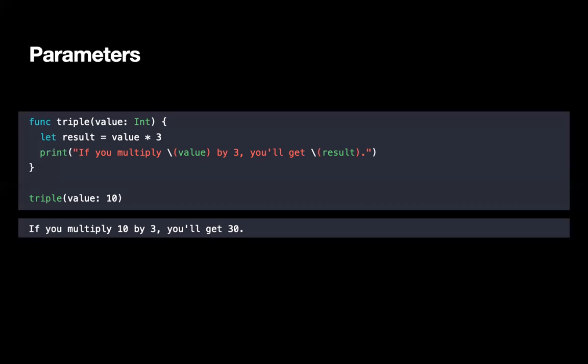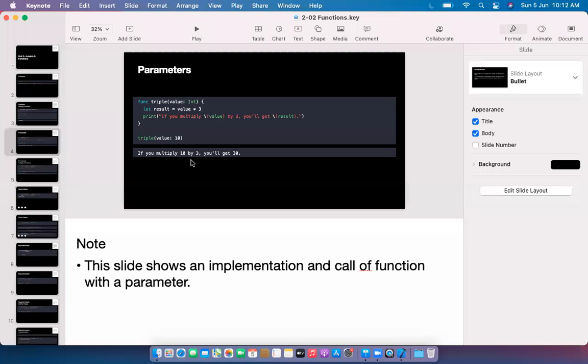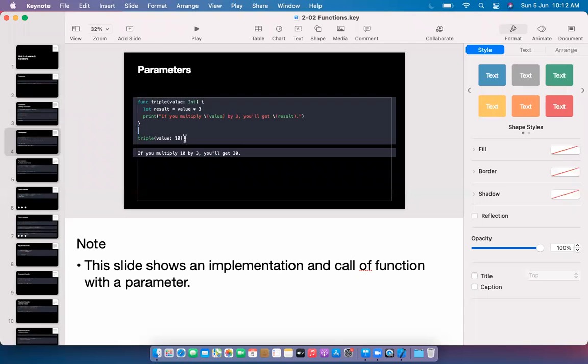That means whatever value we provide to the parameter called value will be multiplied by 3, and the result will be stored inside the constant called result. Okay, so we will try to run this in the playground.